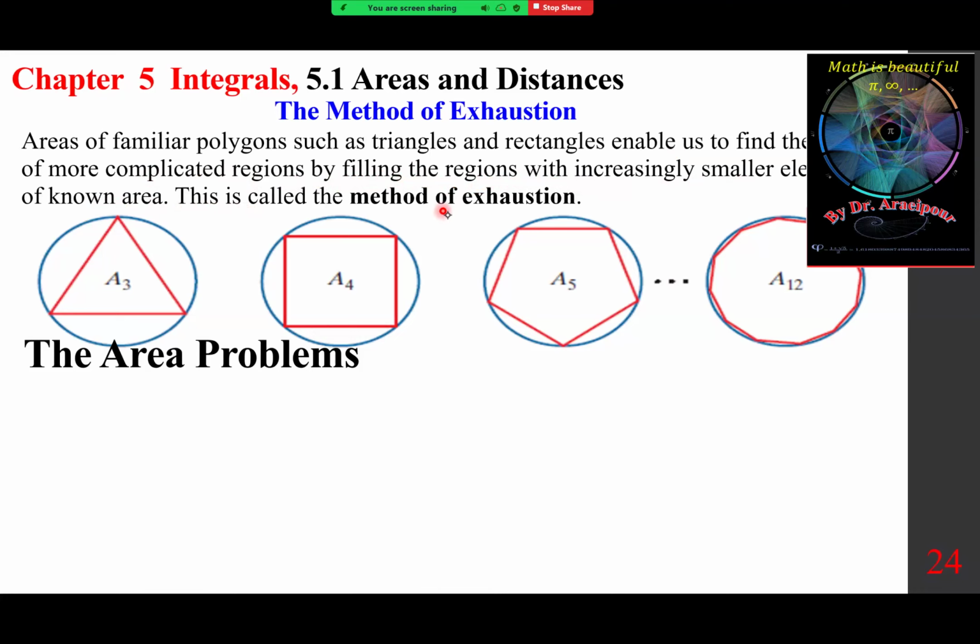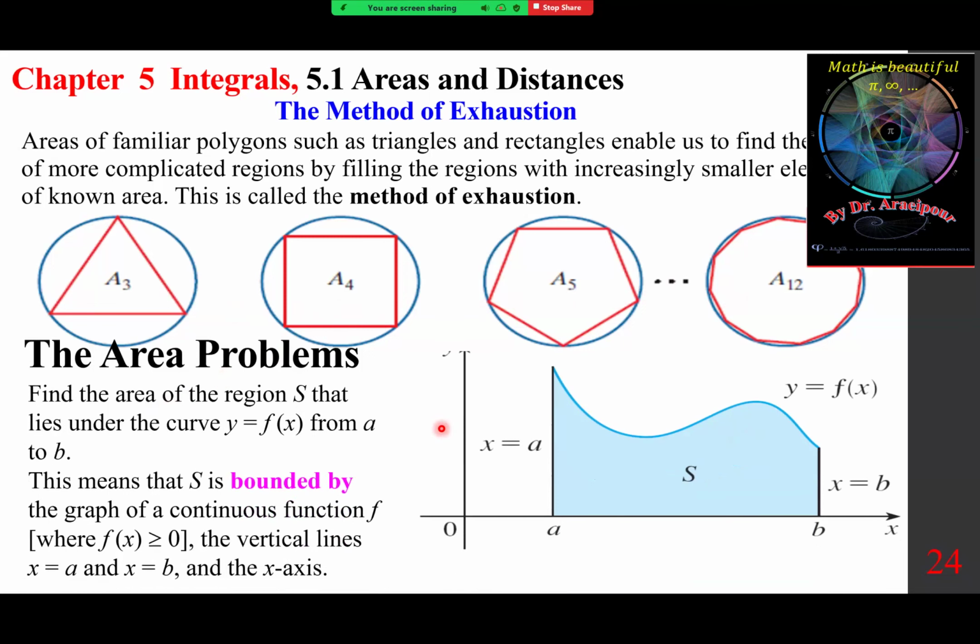In the old days, when they didn't know the area of a circle was pi r squared, they would inscribe a polygon, a three-sided, because they knew how to calculate the area of a triangle. And then they would add to the number of sides. As you can see here, when we add to the number of sides, the area of that polygon gets closer and closer to the area of the circle that contains that. This is called the method of exhaustion. Now, the area problem follows the same way. So you have this.